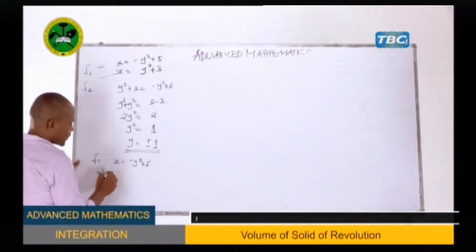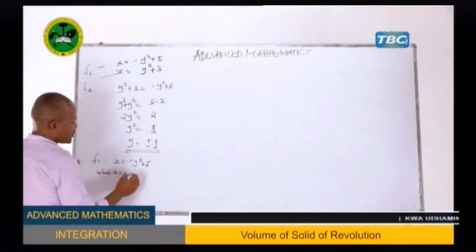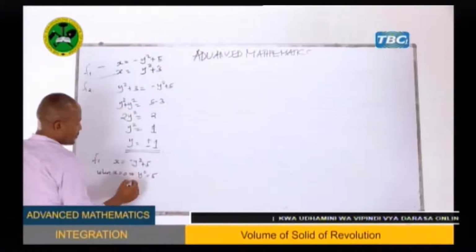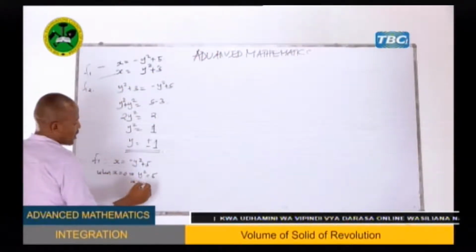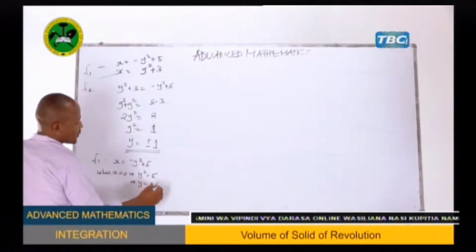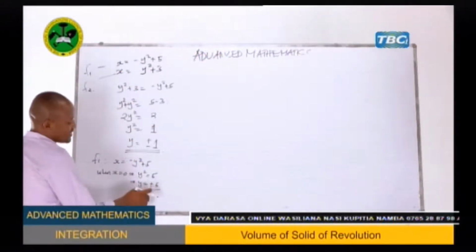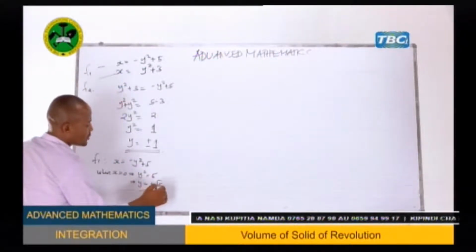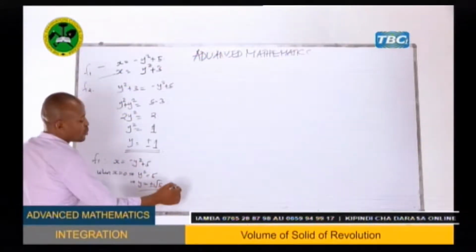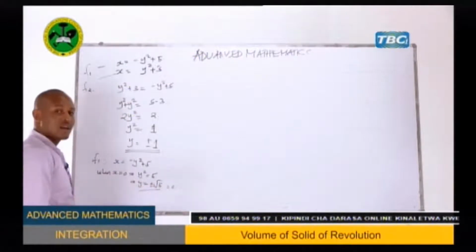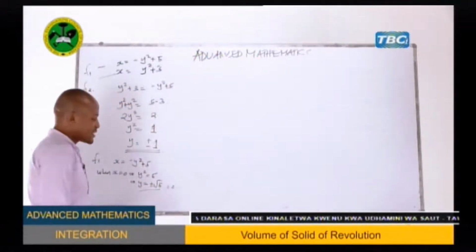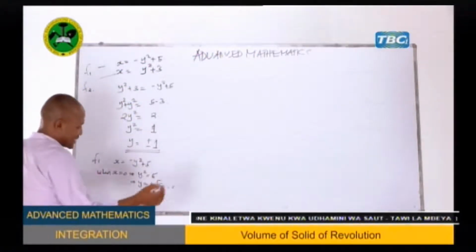When x equals 0, it implies that y square equals 5, and then y equals plus or minus under root of 5, sorry. That means it's about 2 point something, because we know that 2 square is equal to 4. That means the under root of 5 is just 2 point something. That means we can sketch somewhere there.